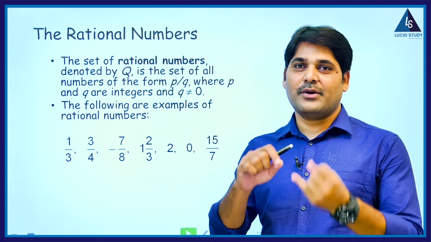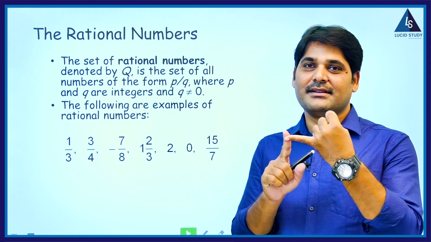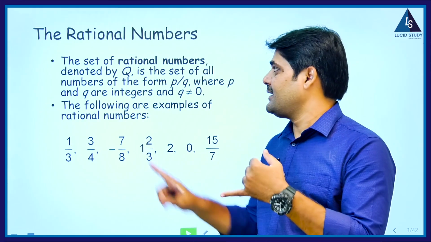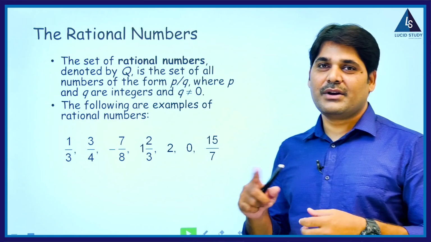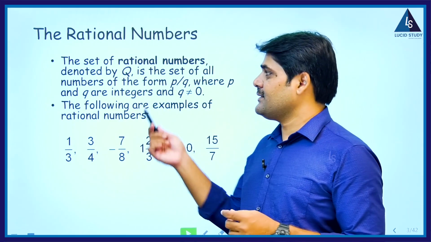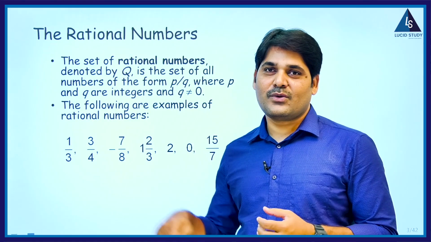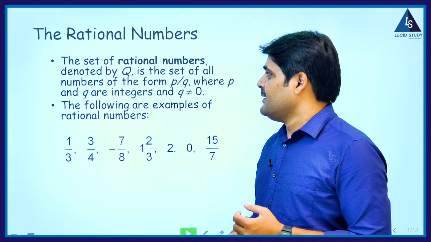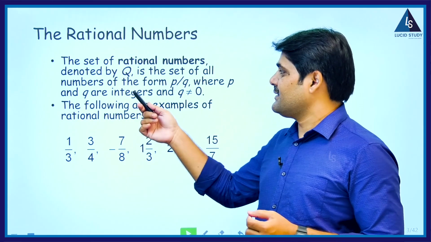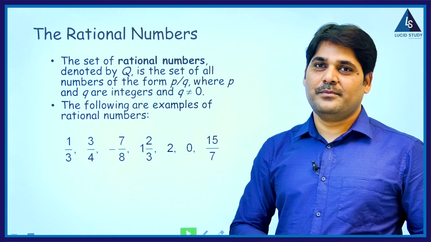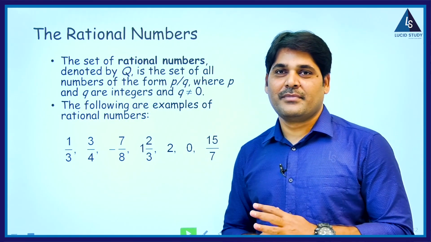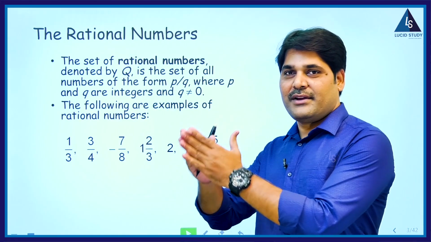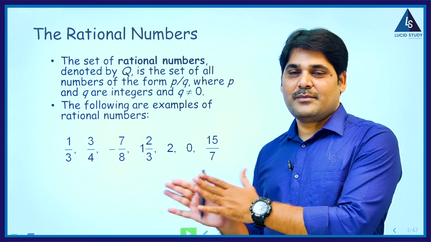Natural number is denoted by n, whole numbers is denoted by w, integers will be denoted with z, and rational numbers will be denoted with q. Okay, so because quotients, these are all quotients, that is why with the q they will represent. Next, q is the set of all numbers of the form p by q. This is important. So rational number means what? If a number is in the form of p by q, then what is p, q here?